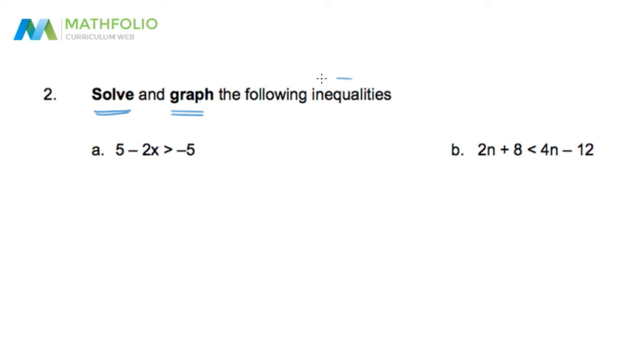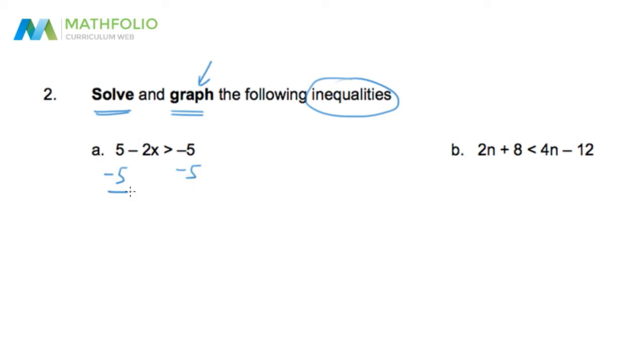So this is an inequality, very different from equations because we don't see an equal sign. Solving it is kind of similar to solving equations, and then graphing is where we shade in a number line. So in this case, we've got 5 minus 2x is greater than negative 5. So the x is being multiplied by 2, and then that result is being subtracted from 5. So I'm going to subtract 5 from both sides.